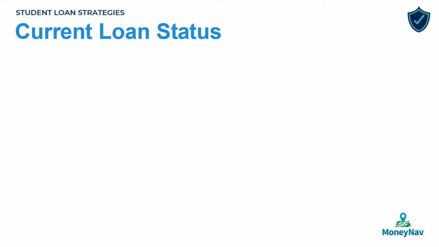Next, it's important to know what the current status of your loan is. Each of these statuses has different rights, responsibilities, and options associated with it. The status determines whether or not you need to make a payment now and whether or not interest is accruing. Also, different statuses can last for a different amount of time. Let's walk through each one quickly.